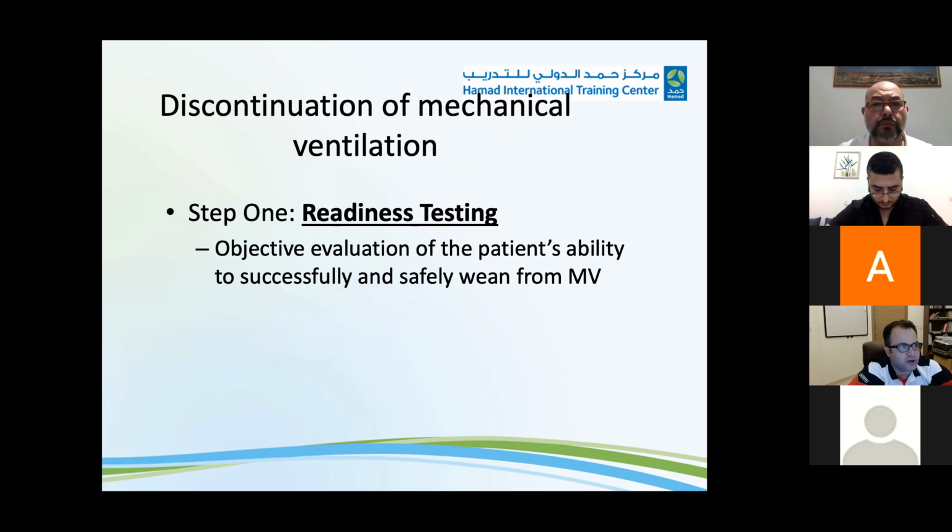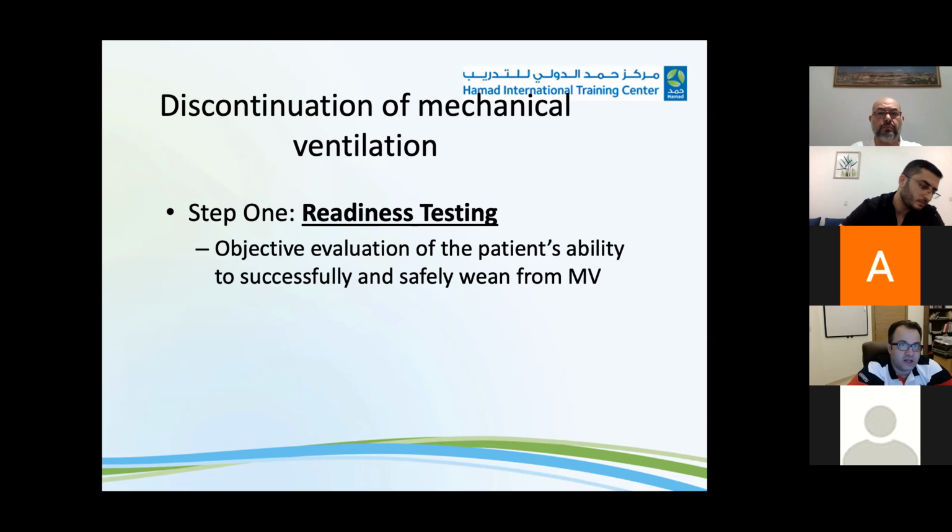It's helpful to think of this continuation of mechanical ventilation in 2 steps. The first one is to check the readiness to discontinue or separate from the ventilator. So before we attempt to wean the patient, we have to agree that the patient is ready objectively for weaning or separation attempt from the ventilator. And this process should be as objective as possible, using both clinical and physiologic criteria.